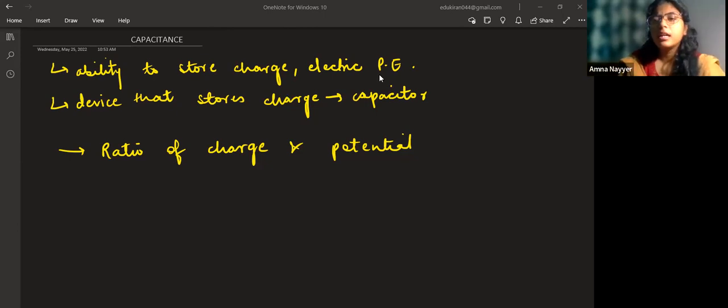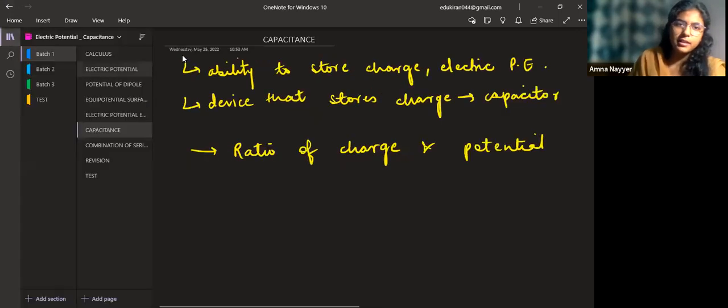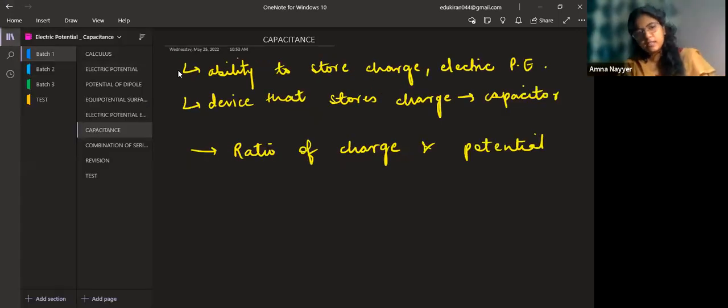All right. Now, look class, as we have discussed that potential part is over, what all topics have we discussed till now in this lesson? See, calculus we did, right?